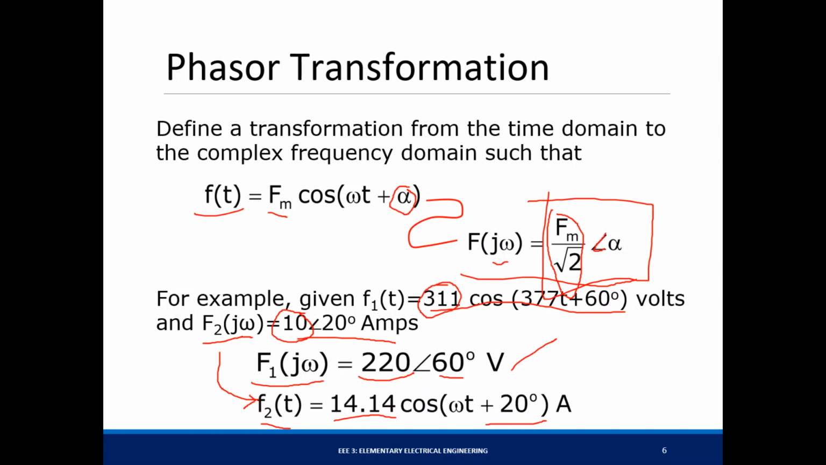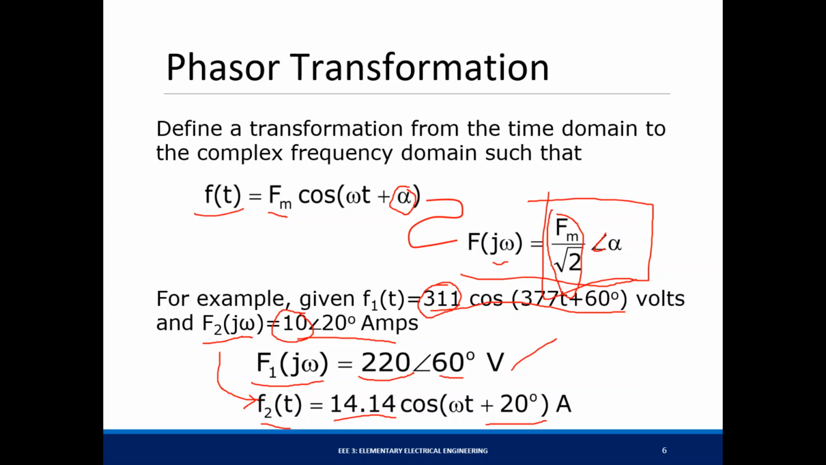So if we have a sinusoidal source, we can represent it as just a scalar complex number. Instead of expressing it in terms of its time dependence, let's remove that completely and represent it as something else, in this case a complex number. So this is what we call the phasor transformation.